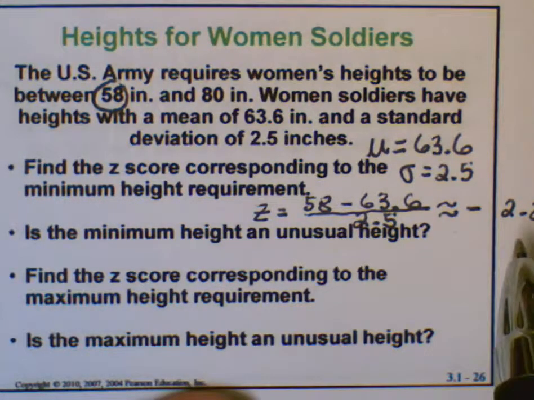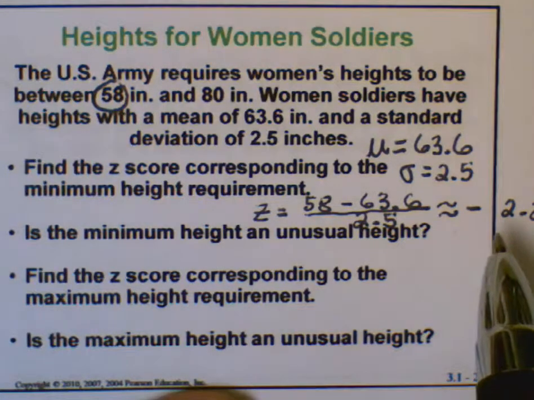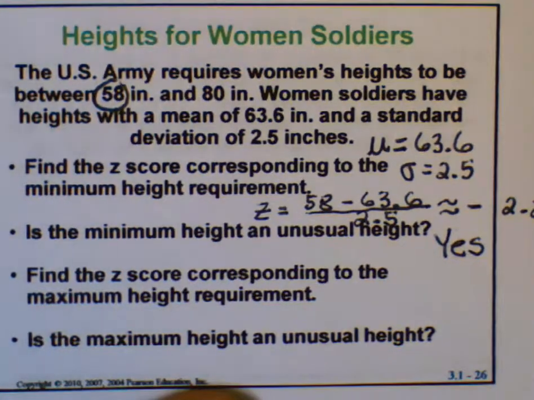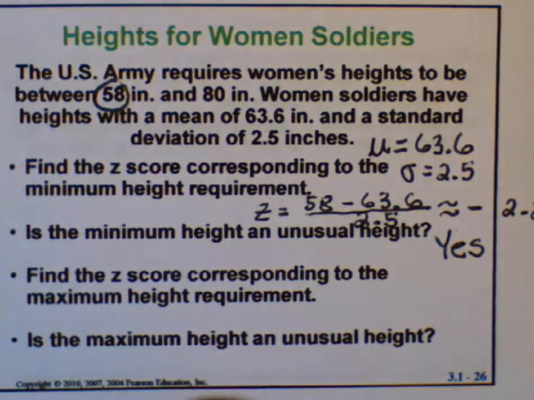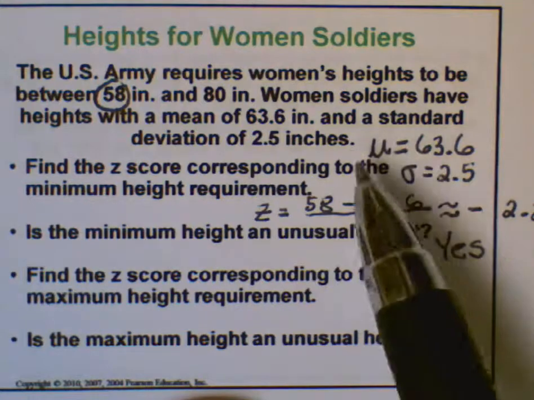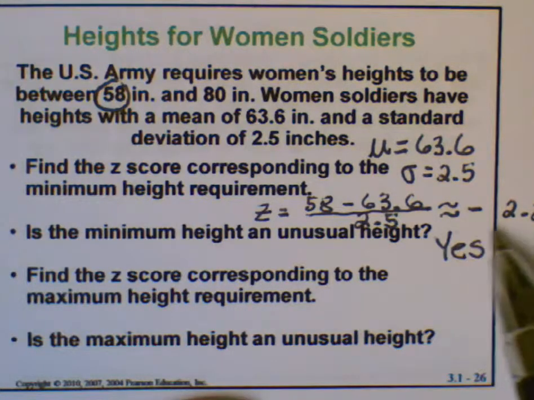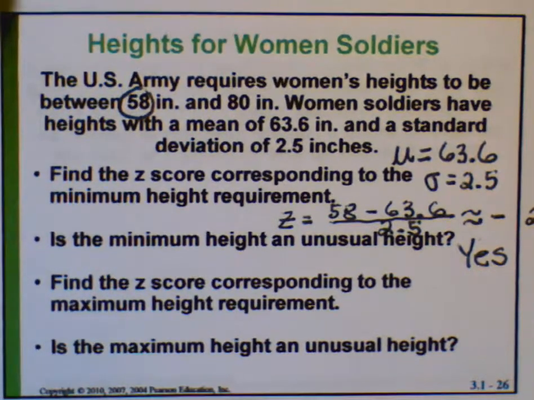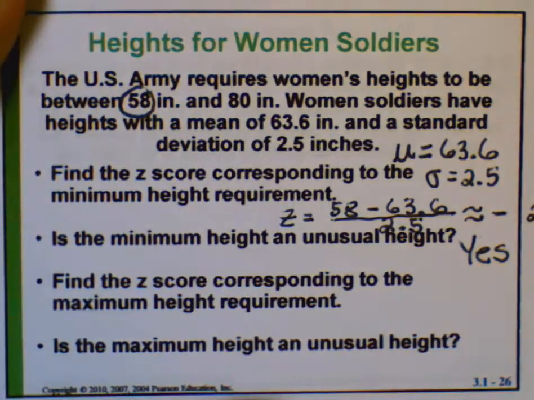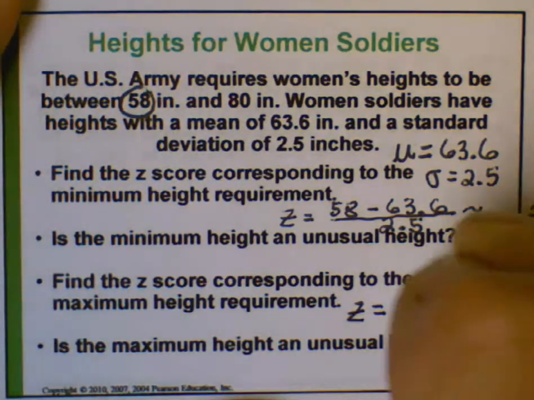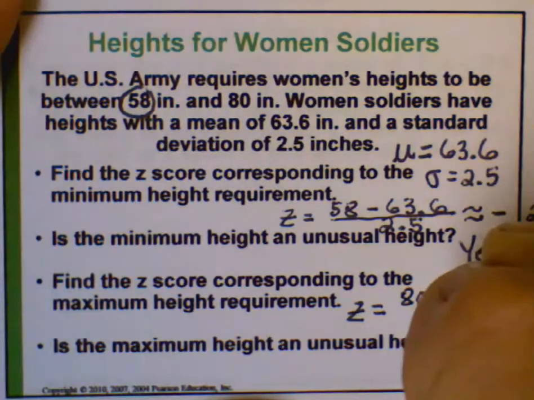Is it a z-score less than negative 2 or more than positive 2? Yes, absolutely. You can be a female soldier at 58 inches, but you're shorter than 95% of the other women soldiers because you're out there past 2 standard deviations from the mean. Find the z-score corresponding to the maximum height requirement. The maximum height requirement is 80 inches.